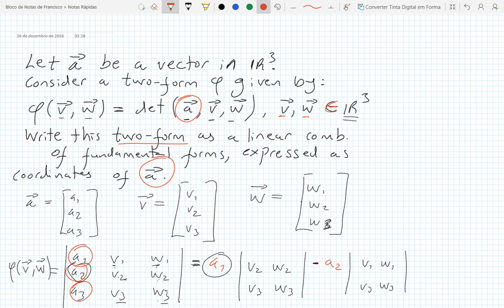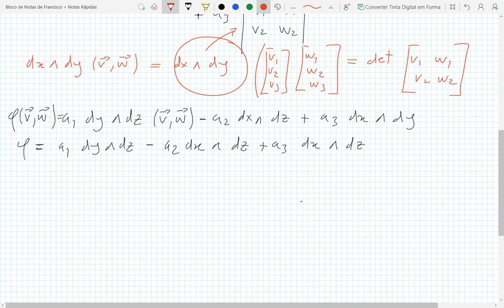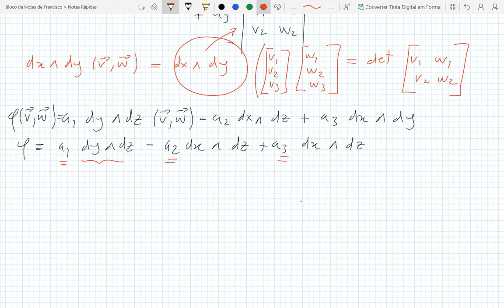Okay, so we were asked to write this two-form as a linear combination of fundamental forms. So we have fundamental forms expressed as coordinates of A. Here you are. You have the coordinates of A and the fundamental forms. Okay, so I think the problem is solved now.